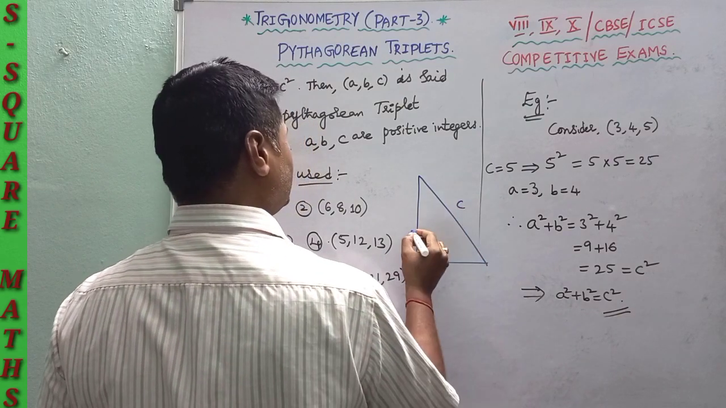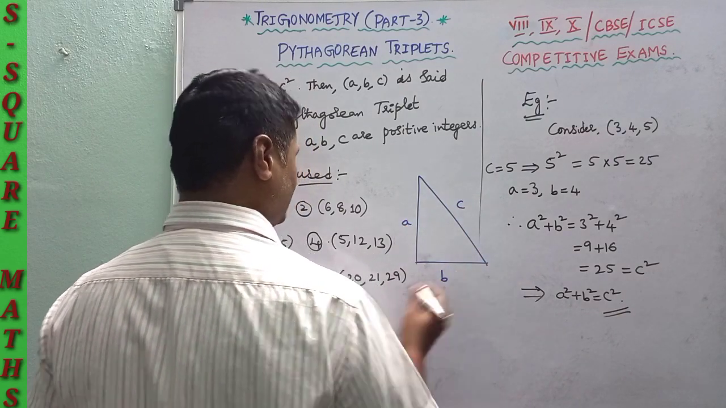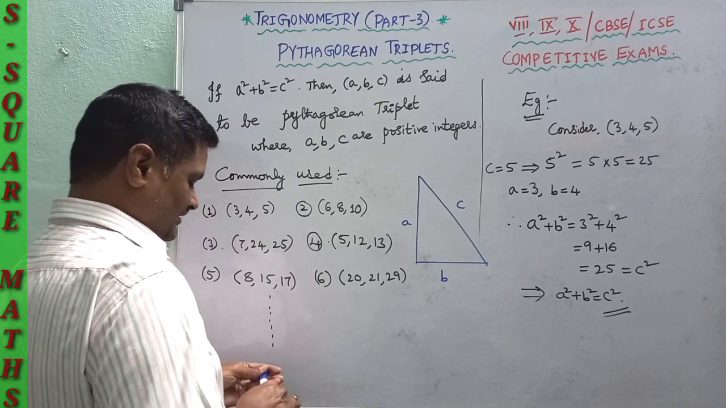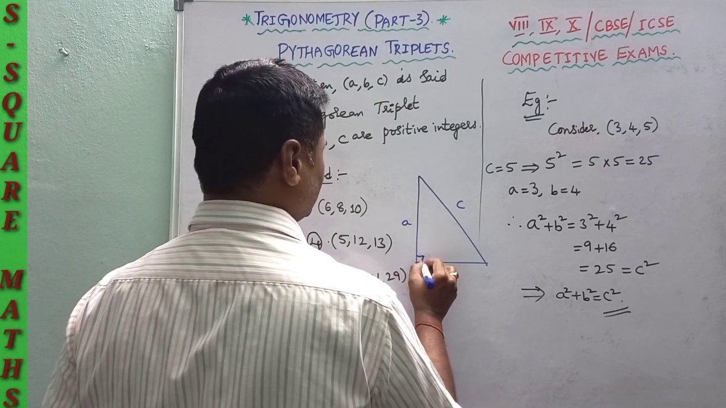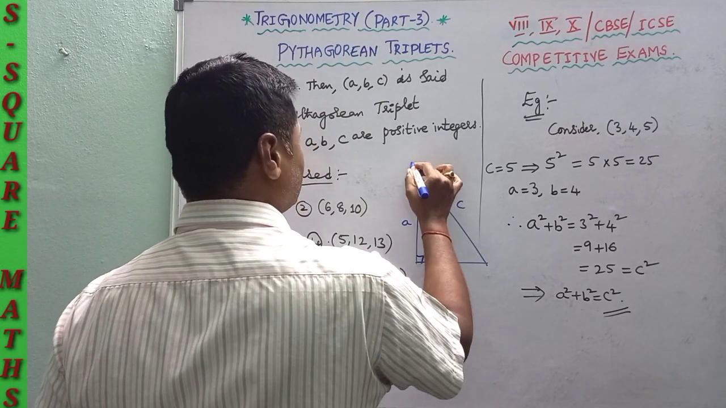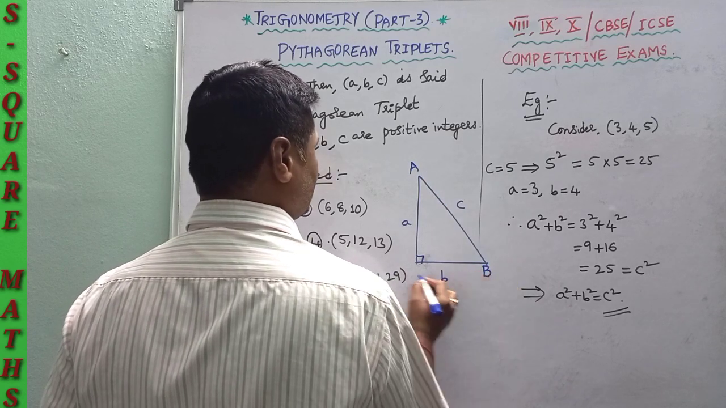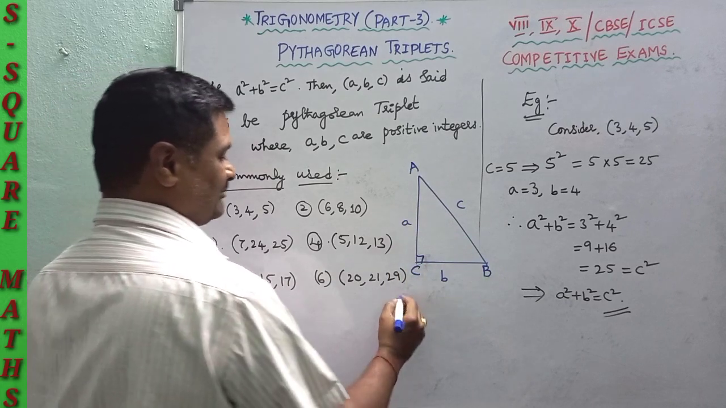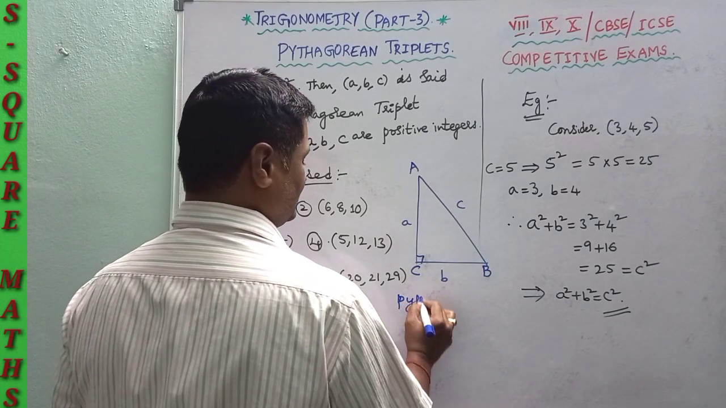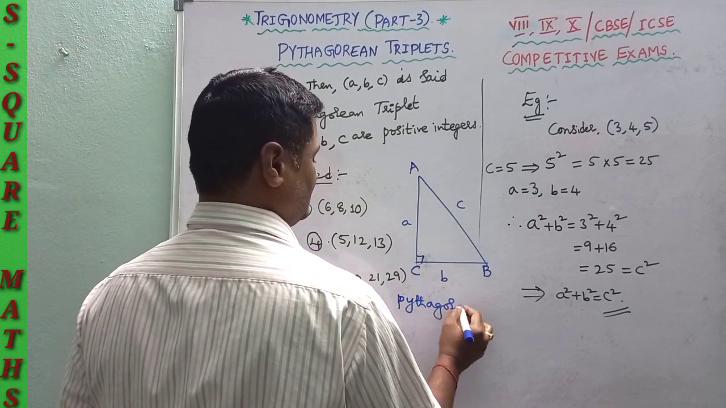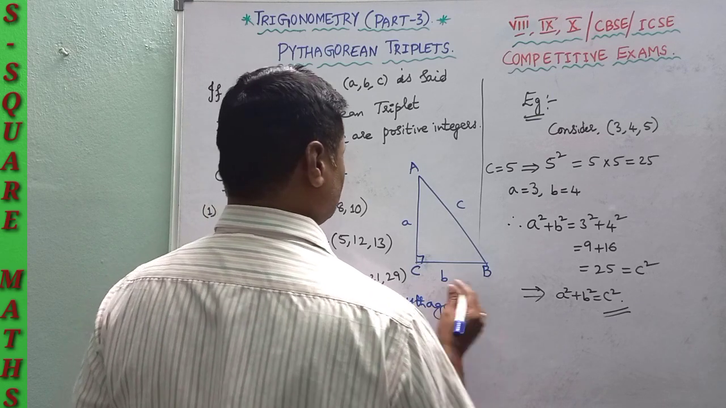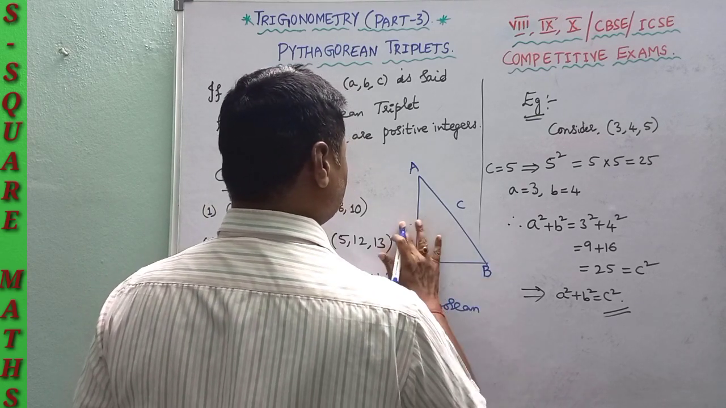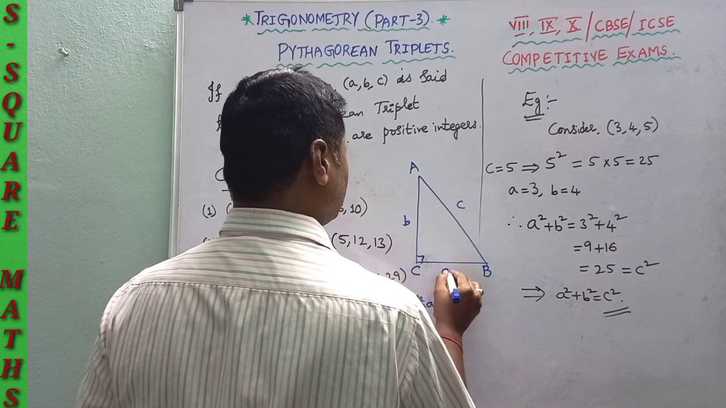Suppose this is C, this is A and this is B. If the angle at C here is 90 degrees, this is AB and this is capital C. So in a right angle triangle, by the Pythagorean theorem, I can write, sorry, this is A and this is B. This is B and this is A.